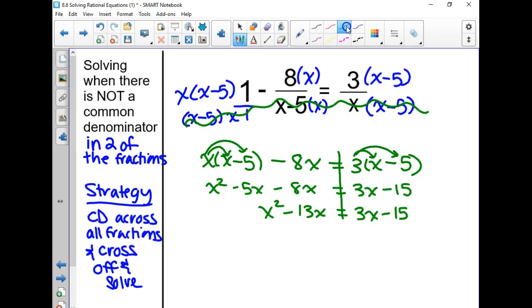So if you've forgotten that, that's something you have to put away in your brain. Okay, a little muscle memory. The more you do things over and over and over again, the more it's just ingrained in that muscle. Your brain's that muscle there. So I'm going to subtract the 3x, and I have x squared minus 16x.